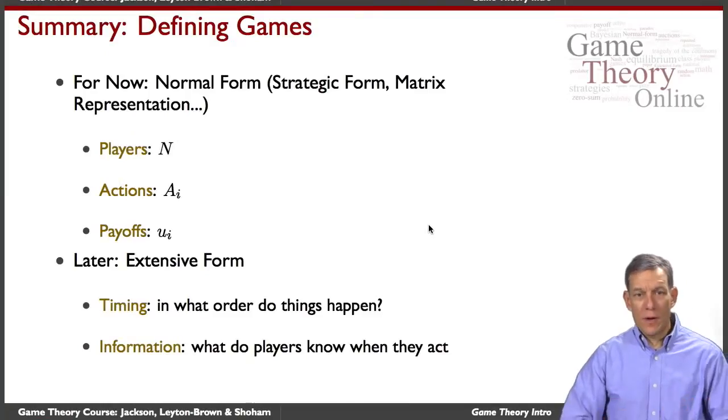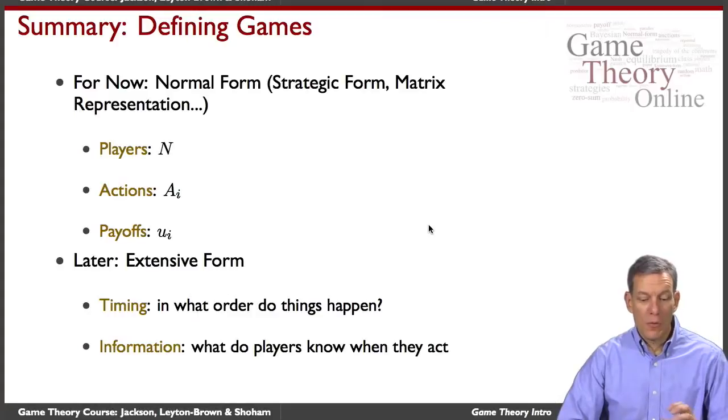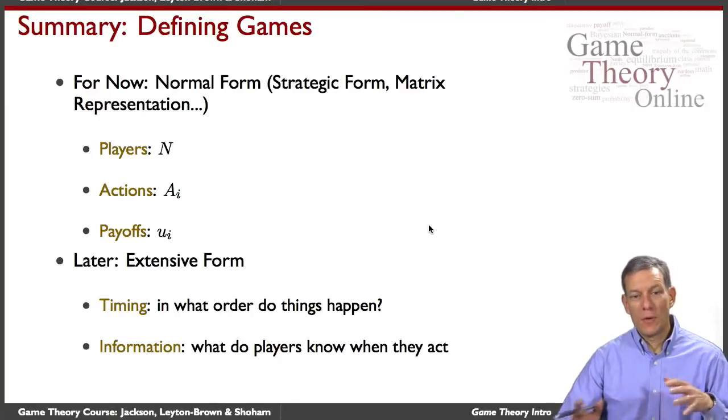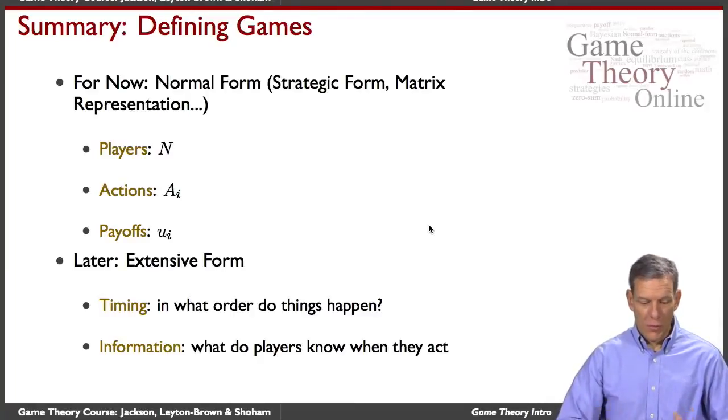Okay, so just in summary, in defining games, we have two different forms, the normal form and an extensive form. For now, we're starting with the normal form, critical ingredients: players, actions, and payoffs. Later, when we get to the extensive form, that's going to bring in timing, information, and so forth. So extra things that will account for more detailed representations of the strategic interaction by players.